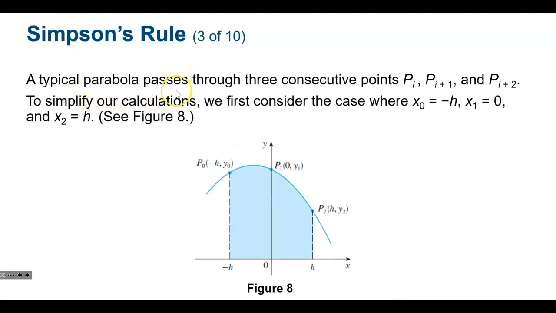Now, a typical parabola passes through three consecutive points, P subscript i, P subscript i plus 1, and P subscript i plus 2. To simplify our calculations, we first consider the case where x subscript 0 is equal to negative h, x subscript 1 equals 0, and x subscript 2 equals h. So here is x subscript 0, the initial point, negative h. It has a point up here, P subscript 0, at (negative h, y subscript 0). At 0, we have point P subscript 1, which is (0, y subscript 1). And then h, which is point 2, is (h, y subscript 2).